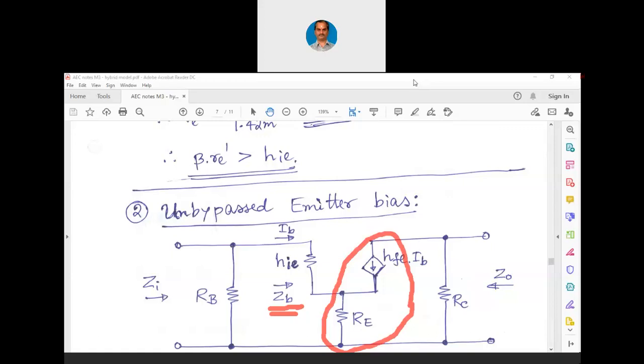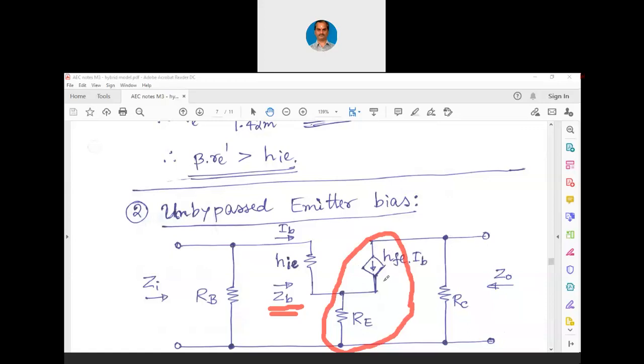Okay, I'll tell the answer. The answer is RE is not a standalone resistor here. RE is in series with the current source. Any current source will have a very high resistance. In general, any current source there will be like this, HFE into IB. So, when we consider this current source here, we will not take an effect of RE there. So, we can directly write RC as output impedance, because we are measuring the output impedance at the collector terminal and we can fully ignore the effect of this current source.